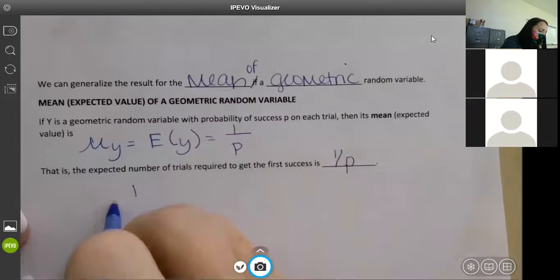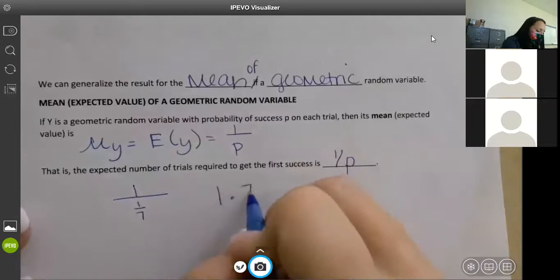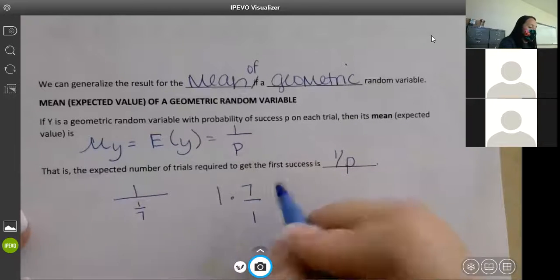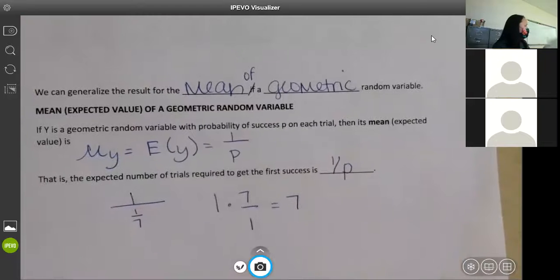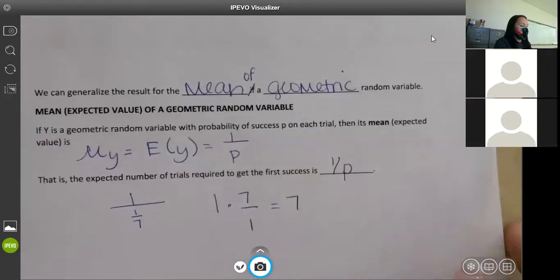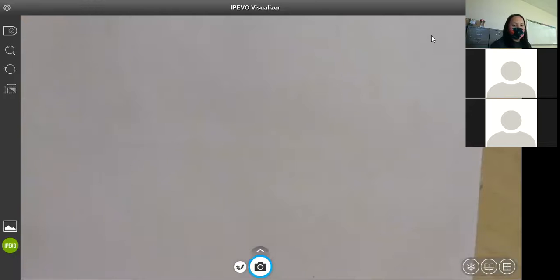Now hang out here for just a second and I'll show you what it means. Our p on the last one was 1/7. Remember, we don't divide fractions. We flip and multiply, which gives us 7. All right, any questions on that page? Last one.